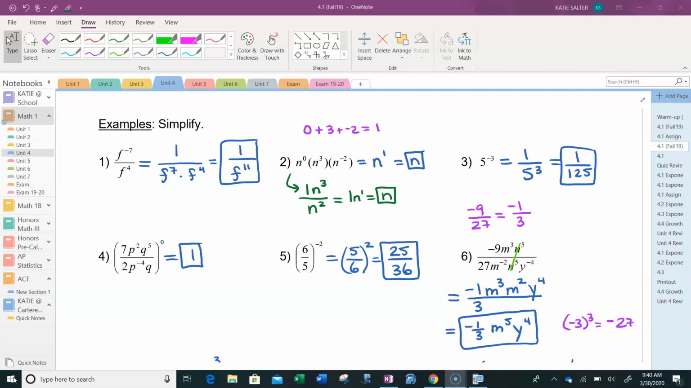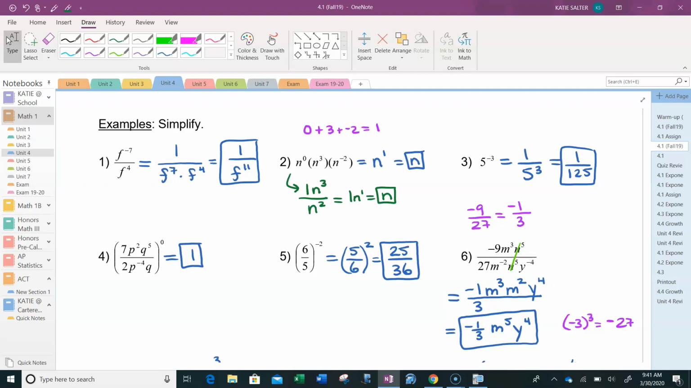For number 5, because this whole quotient is being raised to a negative power, just do reciprocal of it. The reciprocal of 6/5 is 5/6. As soon as you do that reciprocal, that exponent goes from being negative to being positive. So it's 5/6 squared, and then just square each base. 5 squared is 25, and 6 squared is 36.